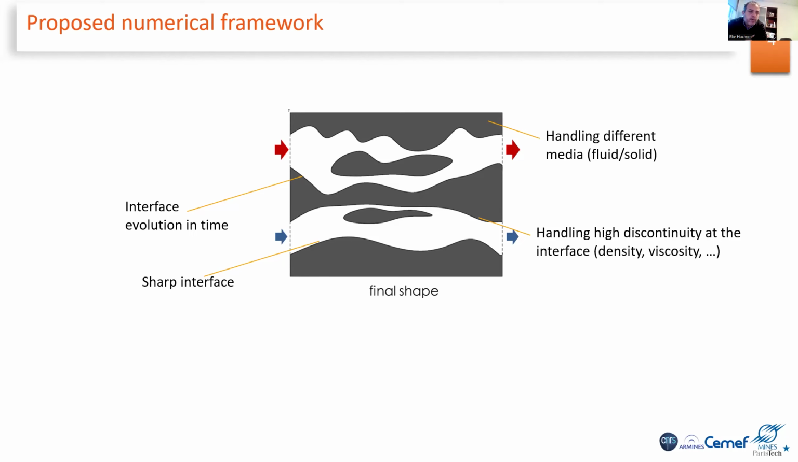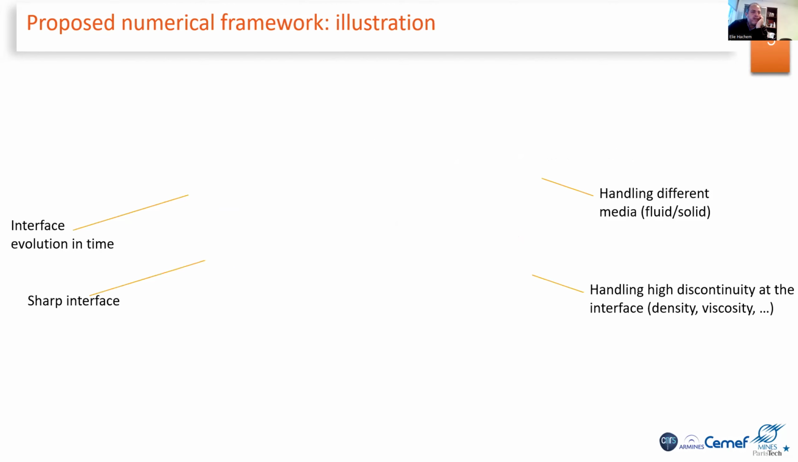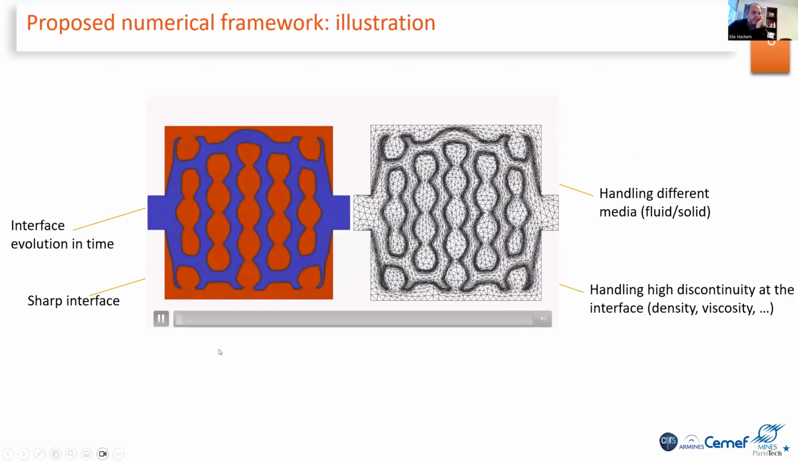And finally, for a finite element solver, we need to handle a high discontinuity ratio for density or viscosity when you are dealing with multi-fluid flow. So if you want to answer all that at the same time: evolution in time, sharp interface, handling fluid and solid domains, and high discontinuity so the solver can iterate well, you obtain this kind of simulation.